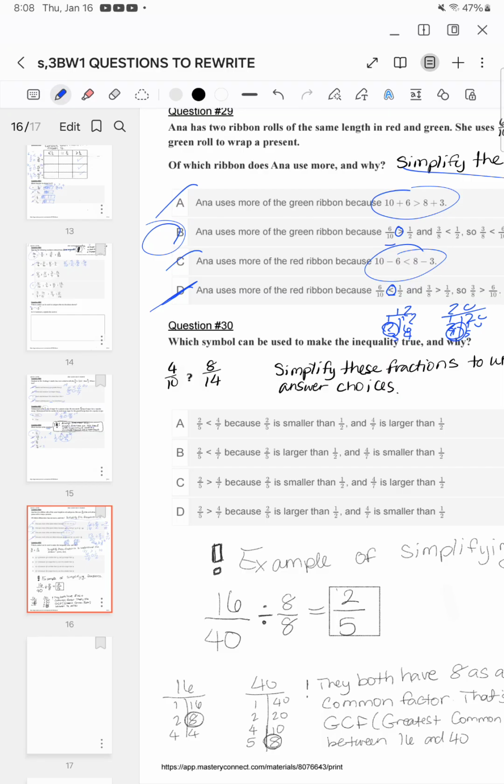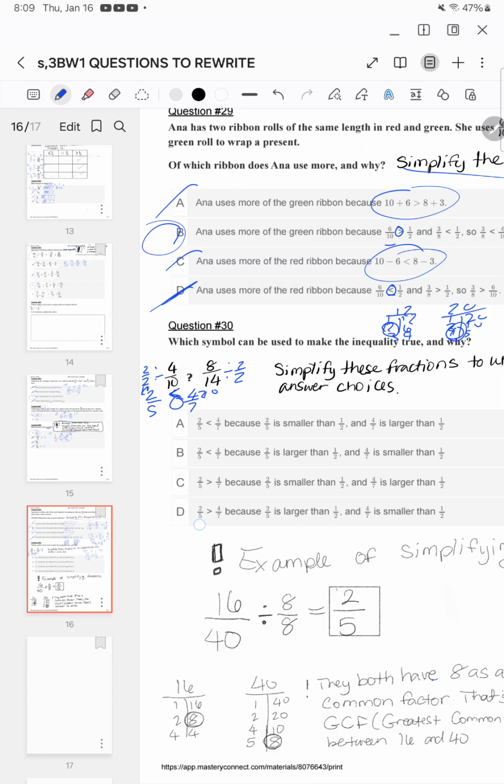I see a 10. I see a 14. I can actually divide this by 2 over 2 and end up getting 10 divided by 2 is 5, 2 divided by 2. Also, I can divide them both by 2. 8 divided by 2 is 4. 14 divided by 2 is 7. So it's going to be 20. It's going to be 14. So I can see here 20 is obviously bigger. So that means 2/5 is less than.